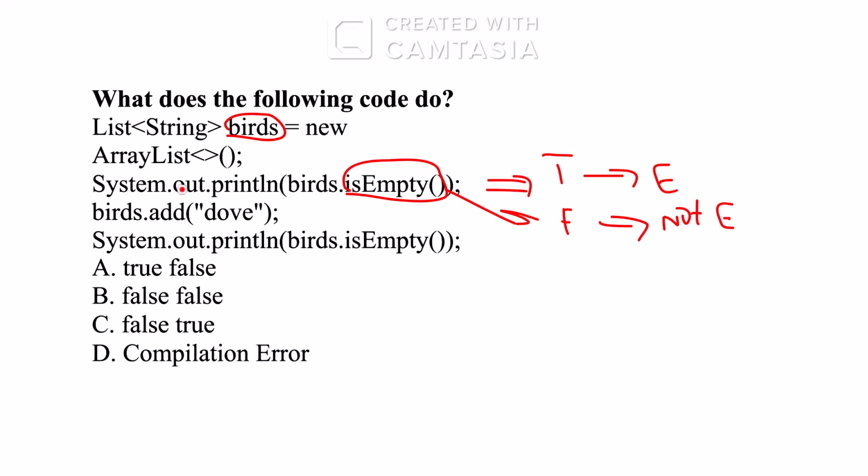According to this line, right now we don't have any element in our list. So the isEmpty function will print true. And in this line we are adding one element to the birds list. Now I am invoking the isEmpty method on the birds object. Now we have one element in our list, so the isEmpty function will return false. So the answer is option A, true, false.